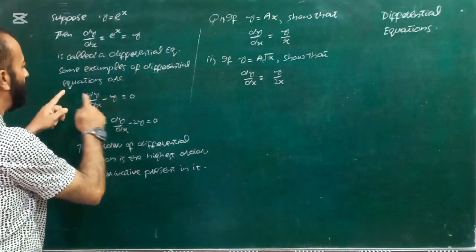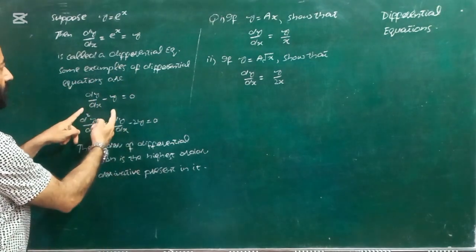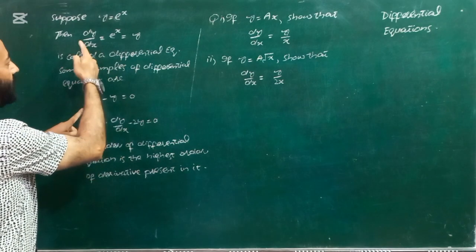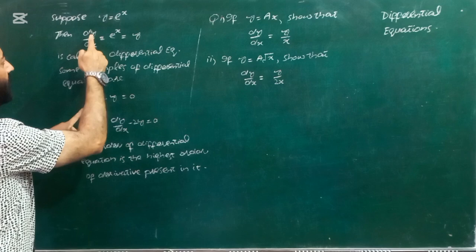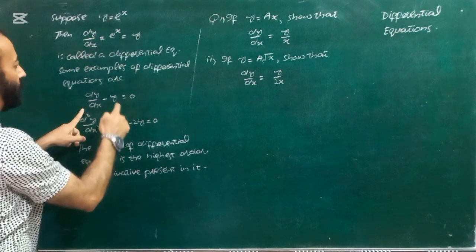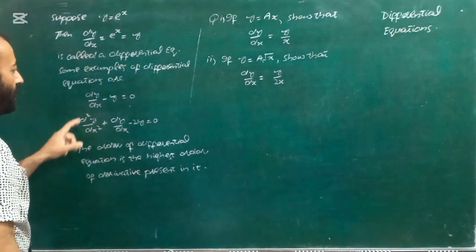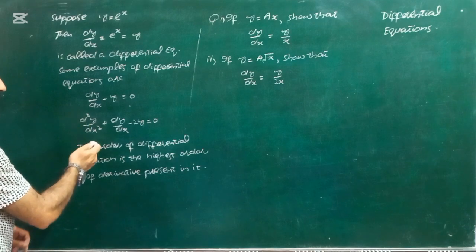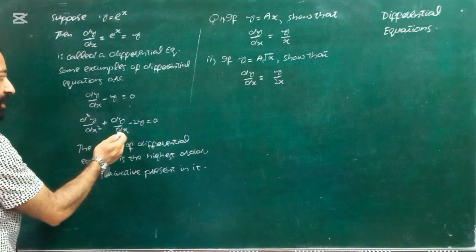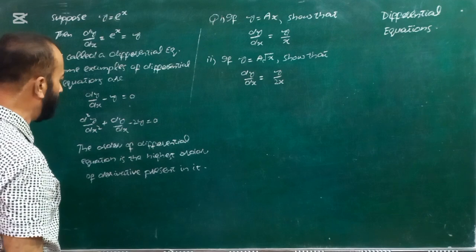Some examples of differential equations are like this one. This was the same equation, y comes to the left hand side, so it will become dy by dx minus y equal to 0. So this is a differential equation. Here is another differential equation, d2y over dx square plus dy by dx minus 2y equal to 0.